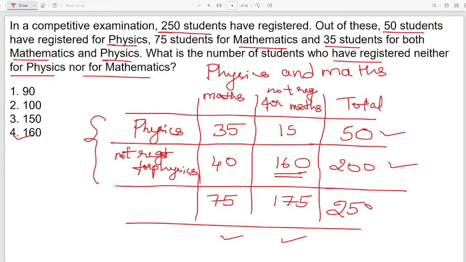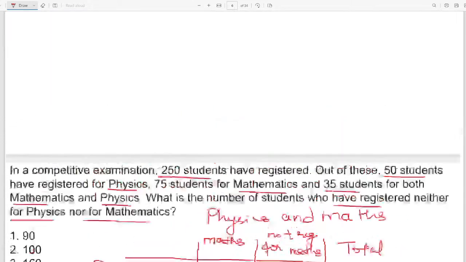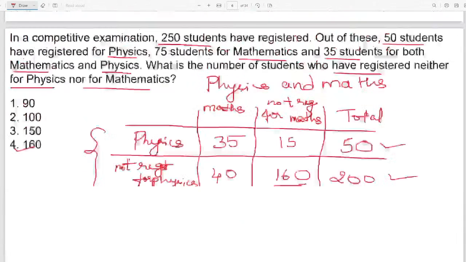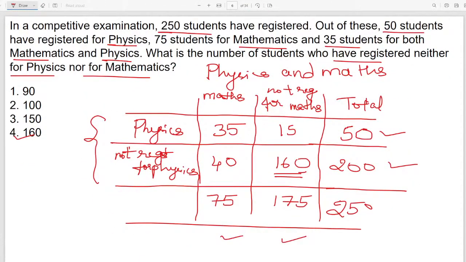Okay. So box filling, what we do is, whenever we make a chart, whenever there are only 2 items, for example, in this case, they are discussing only maths and physics. When there are 3 items, we use this Venn diagram, that is 3 circles with all 3 overlapping. And when there are only 2 items, this is an efficient method to solve the question.